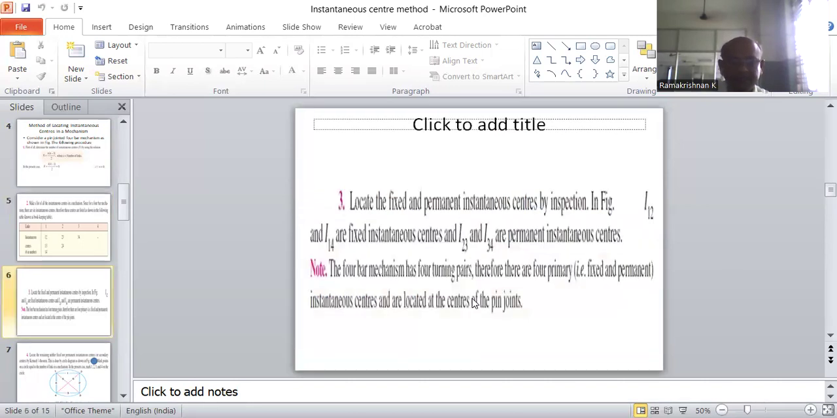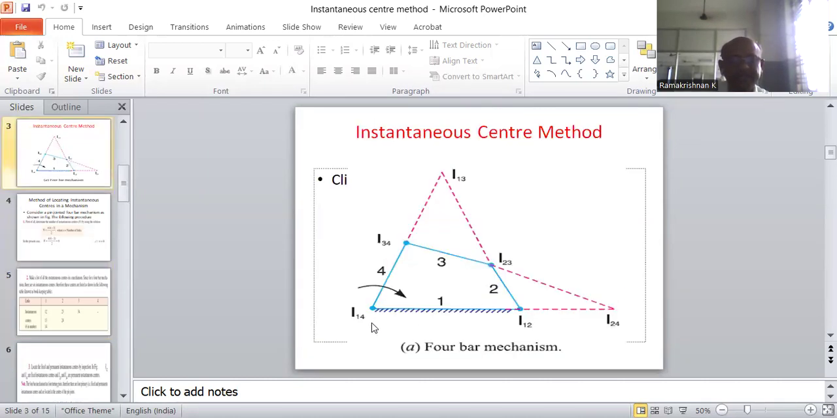Next, locate the first 2 types of instantaneous centers, that is, fixed and permanent instantaneous centers. So from this diagram, we can easily locate I-14, I-12 and I-34, I-23. On locating these 4 centers, you put a tick mark on the bookkeeping table. Now the next step is to locate the I-13 and I-24. So these centers are located with the help of a circle diagram.